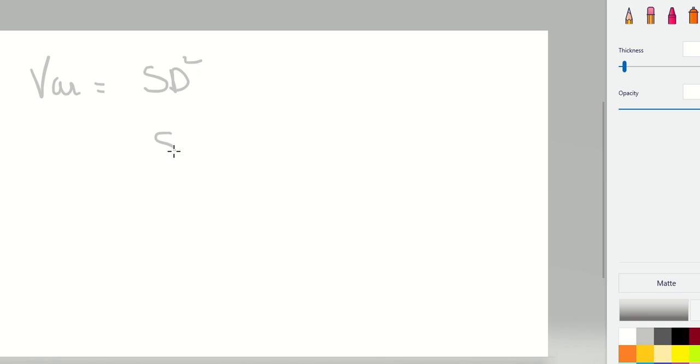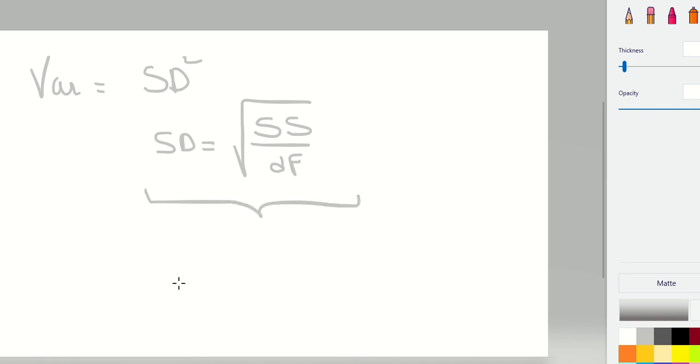Okay, and what is the standard deviation? The standard deviation is the sum of squares divided by the degrees of freedom, and you square root that, right? Okay, and previously we also mentioned that if you want to calculate the sum of squares and you're given the standard deviation, all you have to do is take the standard deviation, square it, and multiply it by the degrees of freedom.